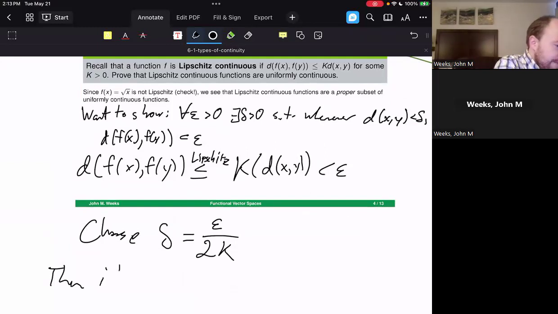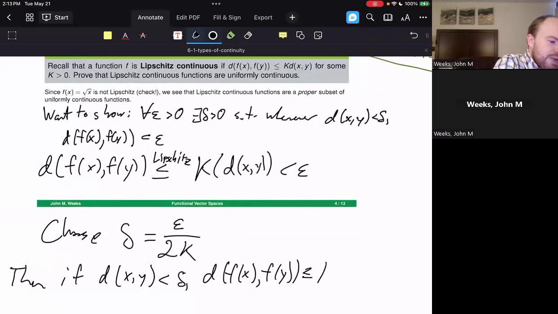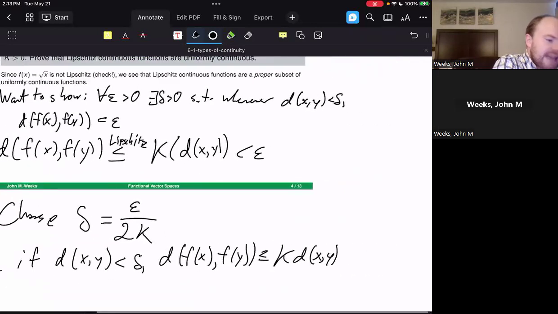Then if the distance between x comma y is less than delta, the distance between the y values, f of x and f of y, is less than or equal to, by Lipschitz again. So now we're out of our scratch work and into this part, that this is k times the distance between x and y. This is less than or equal to, by our definition. Oh, I guess, yeah, we didn't need the 2, did we?